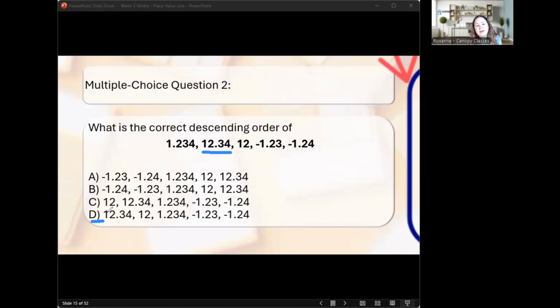It would be the 4.34. If you got that, well done. Then we're going down to the 12, and then we're going to carry on down. And of course, with the negatives, negative 1.23 is larger than negative 1.24. Those are the ones that are quite difficult, because when we go negative, technically it's the opposite of true. Okay, so let's move on.